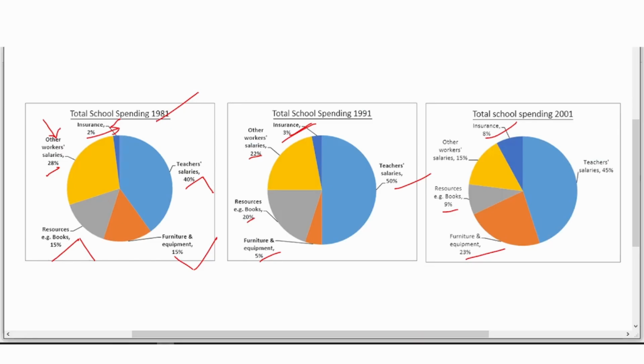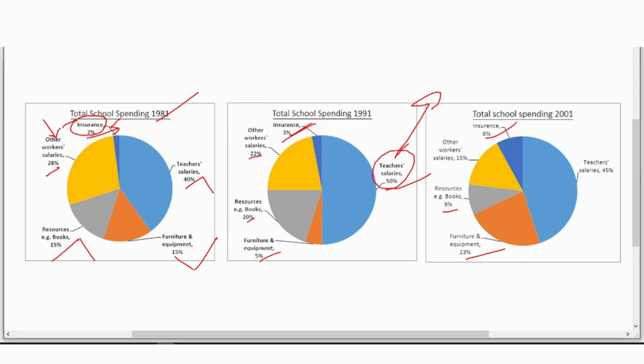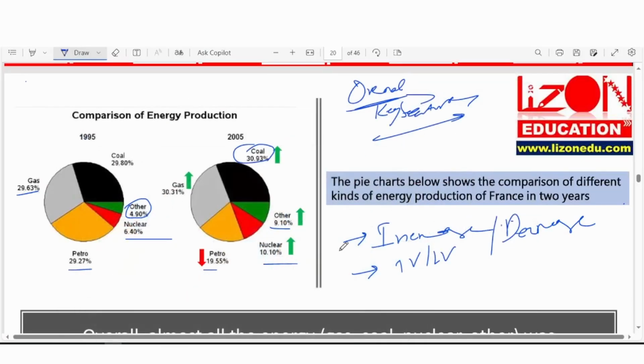Like the other graph, if you look for which one is the top value, am I making any mistakes? If not, then teacher salaries, right? This is the top value, more than any other values here. And the lowest, insurance, right? So any pie chart you are going to get, you will always notice that: increase, decrease, and then top value and the lowest value. This is what you need to write in your overall. You need to write maybe one more sentence to get a fantastic score, but let's learn this first and then we're going to move forward.